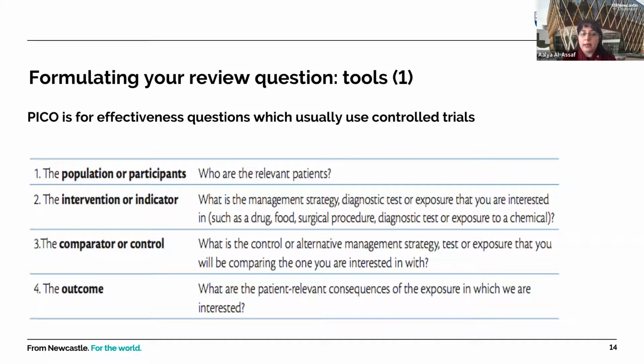Okay, in order to formulate your research question, there are certain frameworks you would need to use to formulate a clear research question. The most commonly used tool, if you are doing a review on effectiveness questions, is the PICO, or sometimes it's called PICOs with adding S at the end. So PICO stands for P, the population or participants, who are the relevant patients. I stands for the intervention or indicator.